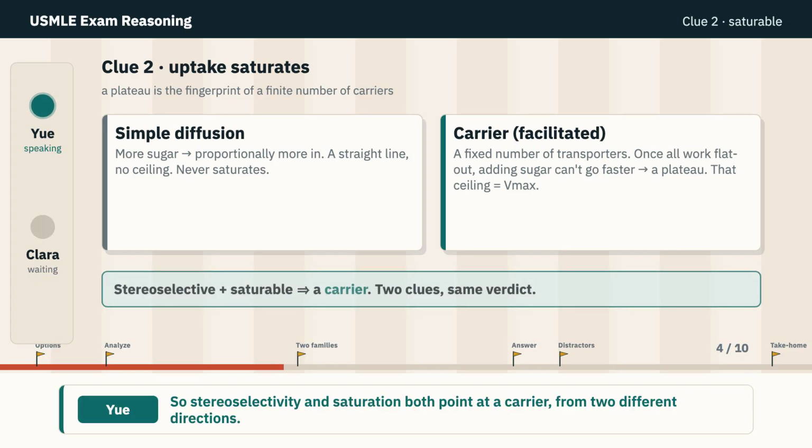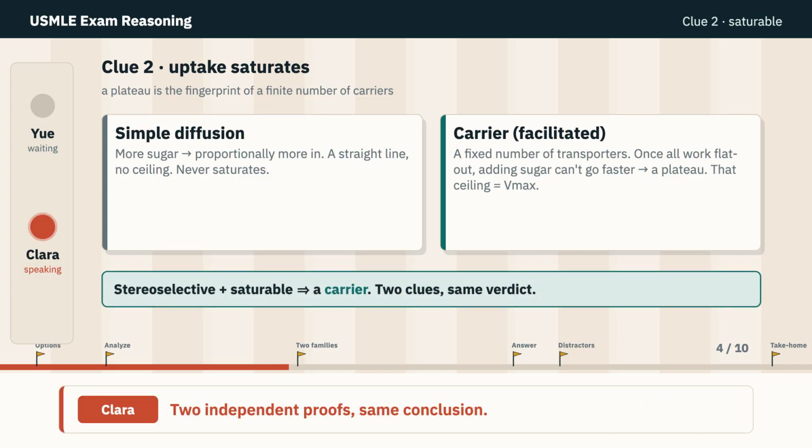So stereoselectivity and saturation both point at a carrier from two different directions. Two independent proofs, same conclusion. That's about as solid as a question gives you. Now the last two lines of the stem do the rest of the sorting.